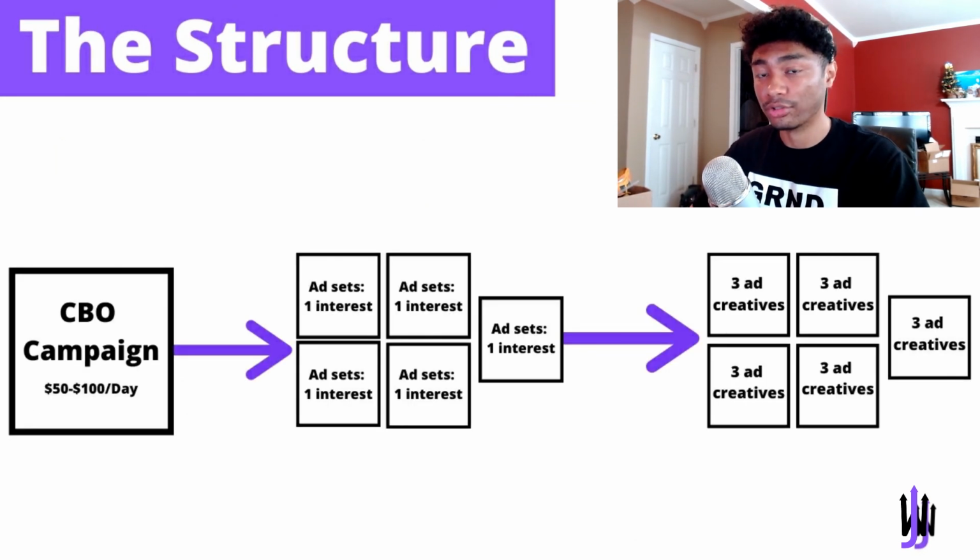But the overall structure that you want to have is, like I said, a CBO campaign, 5 different interests with 1 interest in each ad set, and then 3 of the same creatives in each one of those ad sets. And then obviously you want to focus on interests that are related to your product. So if you have a coffee mug, target things like coffee, maybe tea, coffee shops, Starbucks, things that are obvious and something that you can apply to your store. But like I said, my full tutorial will show you how to scale and then kill products that maybe aren't working.